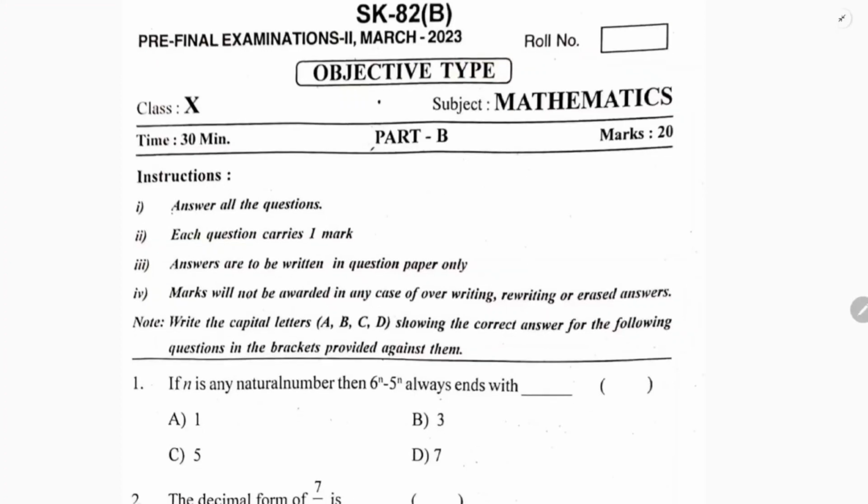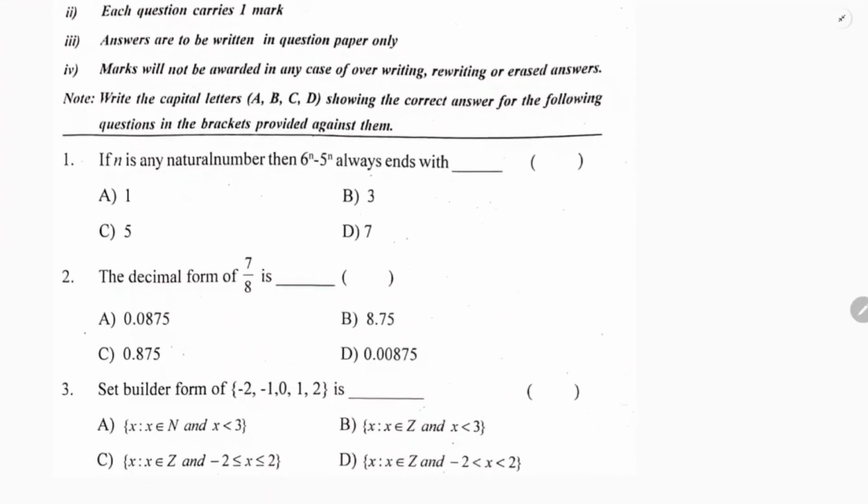So here the first question is, if n is a natural number, then 6 power n minus 5 power n. You can take any natural number and check the answer. Like 6 power 1 minus 5 power 1. I'm taking 1, so 6 minus 5, the answer is 1. You can take another number, so 6 square minus 5 square.